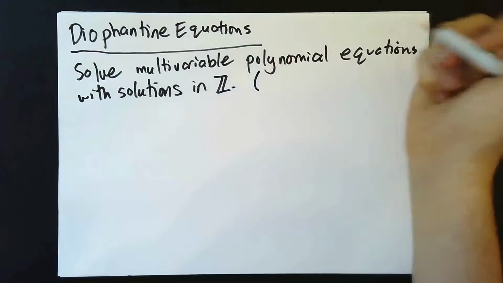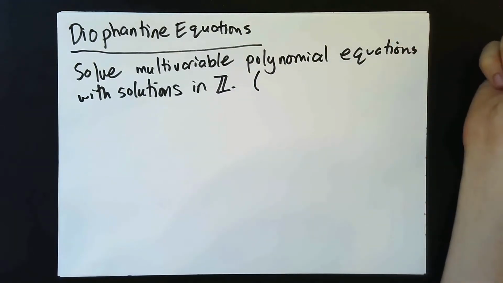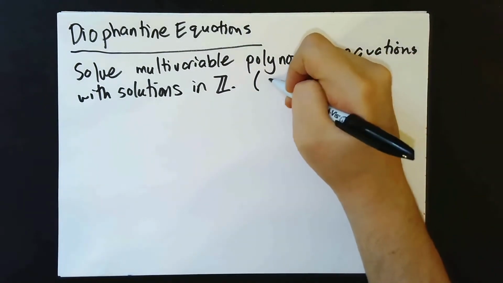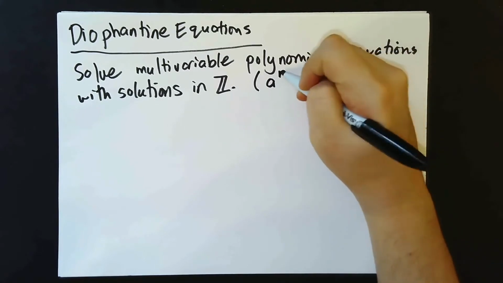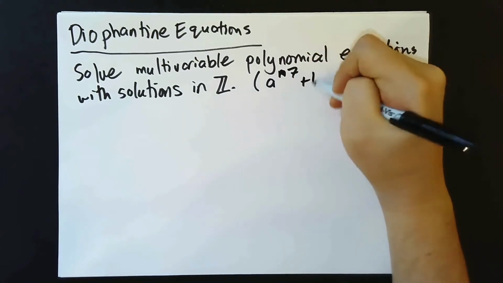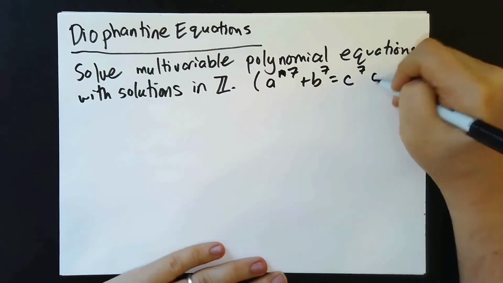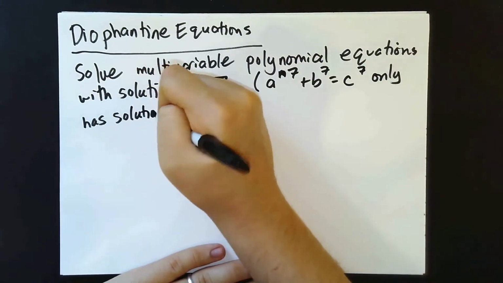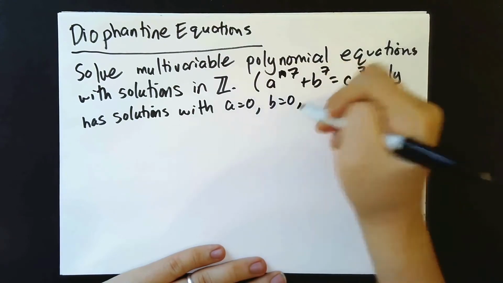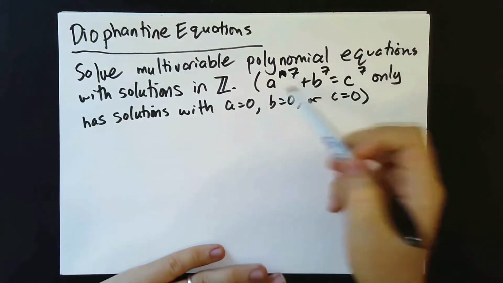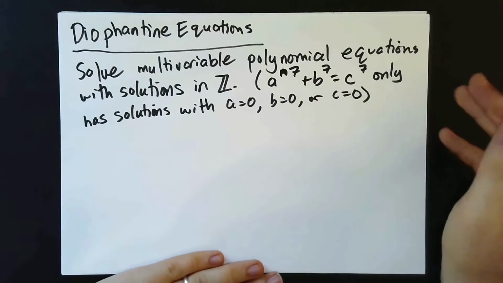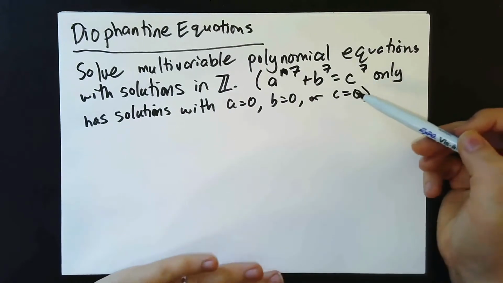So, for example, if you think about Fermat's last theorem, it says that if you look at the equation a to the 7th plus b to the 7th equals c to the 7th, that this only has solutions where at least one of a, b, and c is 0. So this is a polynomial equation of degree 7 in 3 variables.